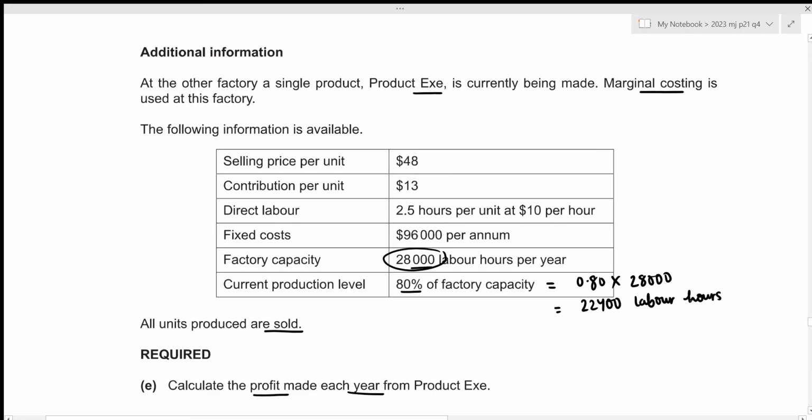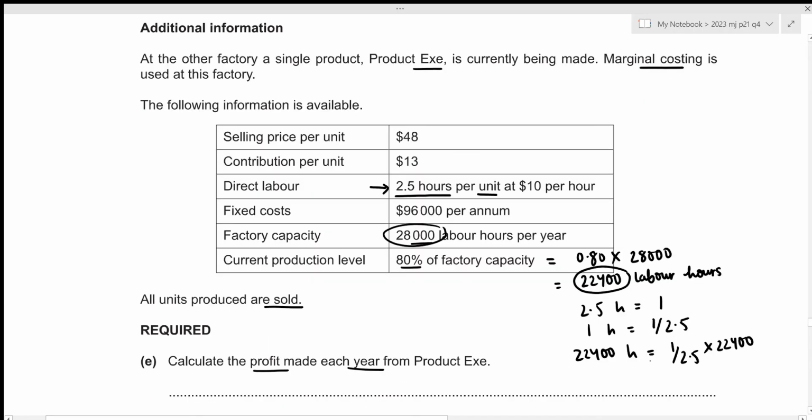Now based on this, we need to figure out the number of units. Let's take a look at direct labor. We are told that 2.5 hours of direct labor is required for 1 unit. So 2.5 hours is required for 1 unit. For 1 hour, we can prepare 1 by 2.5 units. And we already calculated that we have 22,400 labor hours. So for 22,400 hours, we can prepare 1 by 2.5 multiplied by 22,400 units. And this is just going to be 8,960 units. Okay, that's the number of units.